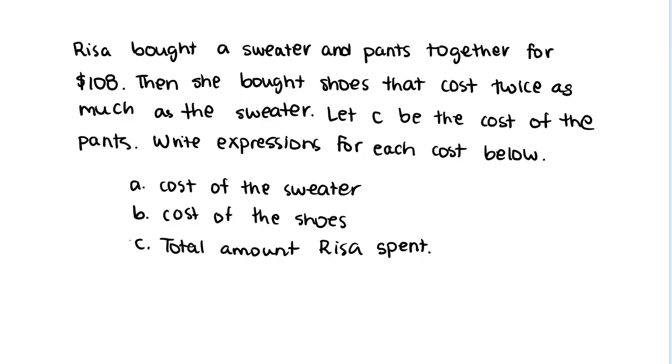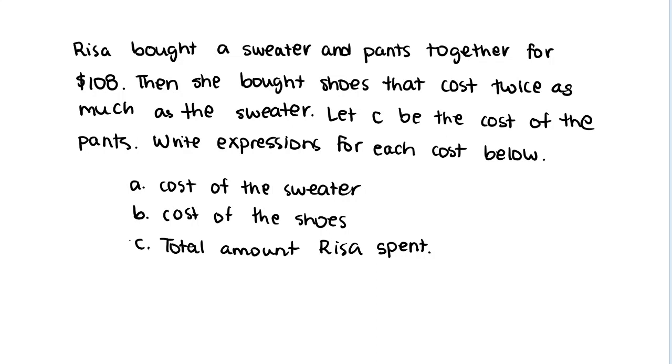So let's do one last example here. It says Risa bought a sweater and pants together for $108. And she bought shoes that cost twice as much as the sweater. And so if we let C represent the cost of the pants, we want to write expressions for each of the different costs below. And as usual, I encourage you to try these different examples out yourself. I feel like this is a really good one to try yourself first. I think expression building can be quite challenging, but it's useful to get some practice.